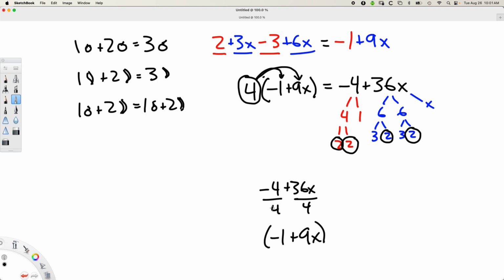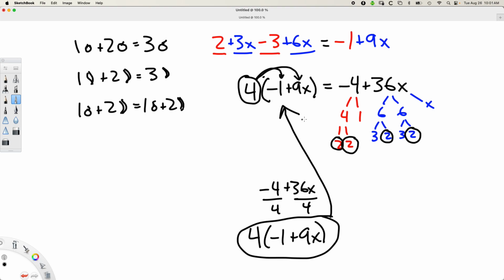But if I divide it by 4 here, I have to multiply by 4. I'm pulling the 4 out. So now this term, I have factored it. It's 4 times negative 1 plus 9x, where of course it is, because this is the same thing as this. We just multiplied by 4. Now this is the process of dividing by 4.